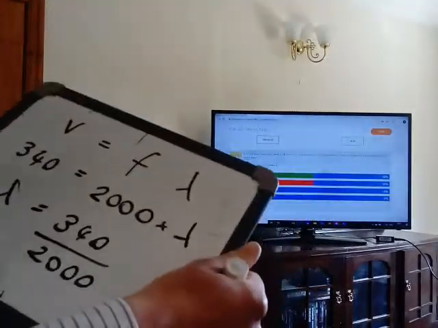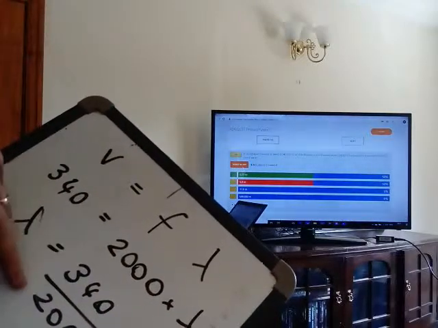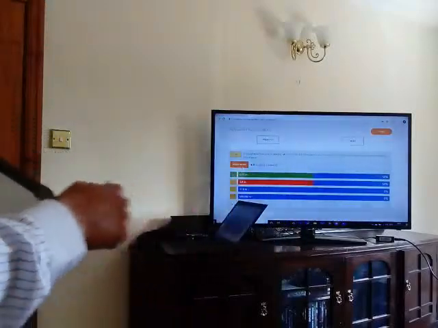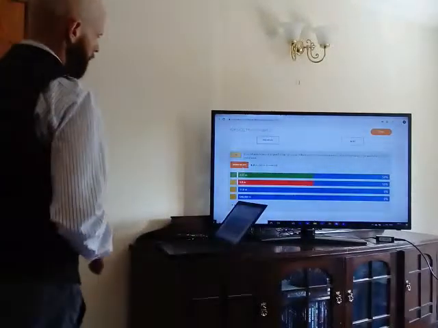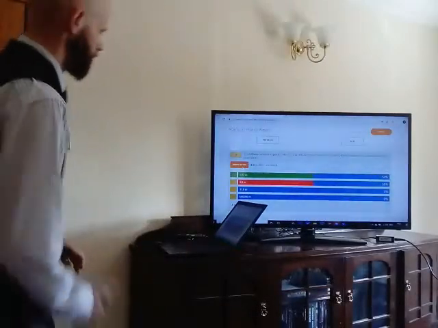And so the only plausible answer there is the 0 point something. If you're dividing a smaller number by a bigger number, the answer will always be in the 0 point somethings. It will be a decimal. And in this case, it's 0.17. So well done if you got that.